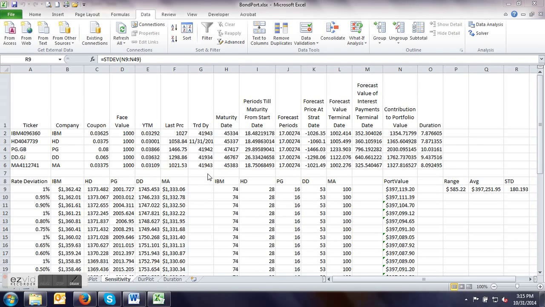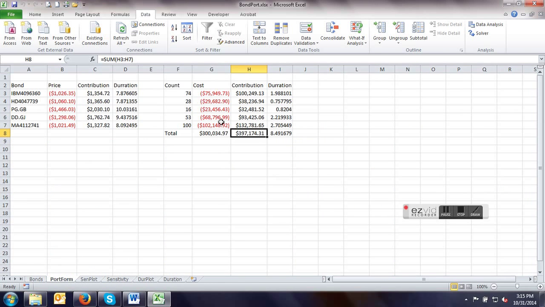All right, so we're on step 3. What we want to do is do a calculation on interest rate sensitivity. I've just here, these are equal from the bonds page. Drag everything across so that I have the relevant information. These numbers here are coming from the port form. Right here, my 74, 28, 16, 53, and 100. My net investment, my target distribution.